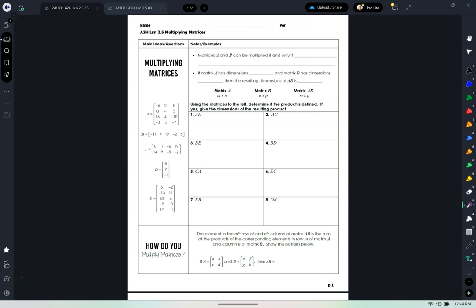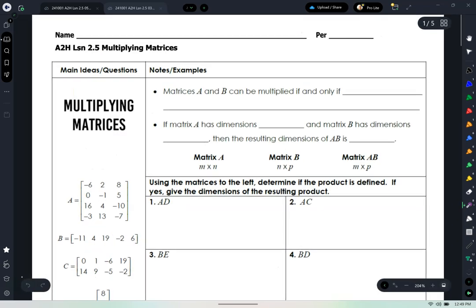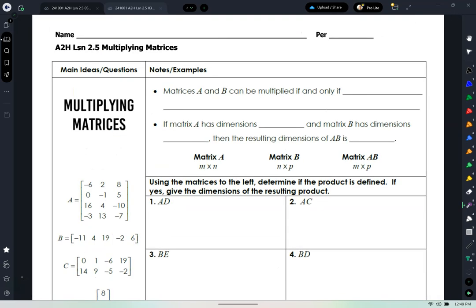Here we go. Multiplying matrices, right? So we got our rectangular arrays here. We talked about adding and subtracting them yesterday. Now we're going to get into multiplying them. Okay, so matrices A and B, we're just making up things here now. Matrices A and B can multiply if and only if, so we did this yesterday, let's do this again.